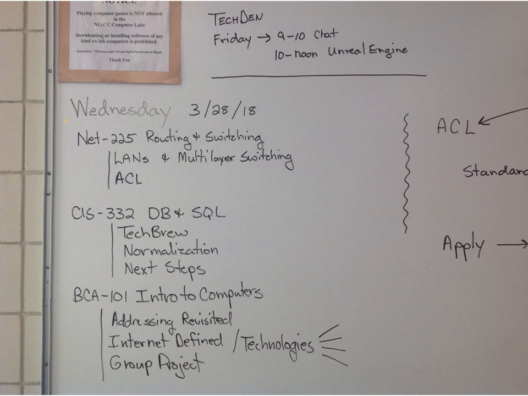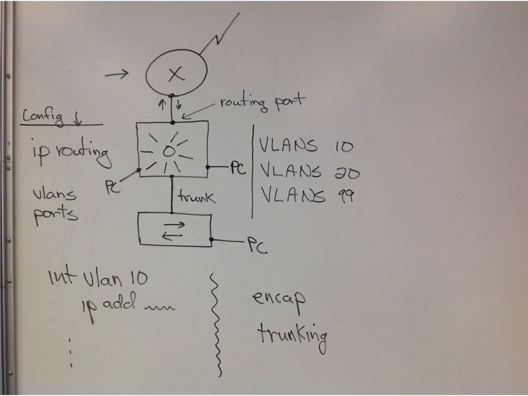Alright, now on Wednesday in networking we looked again at the multi-layered switch and got started on access list. So, multi-layered switch, we reviewed some of the key points in the configuration. You have to turn on IP routing, set some VLANs on some ports, whatever VLAN you're using in your scenario.